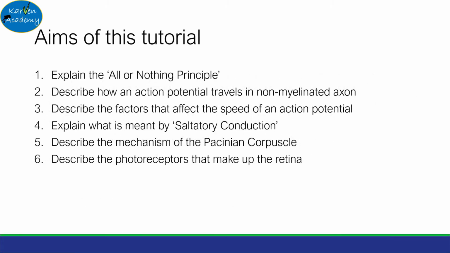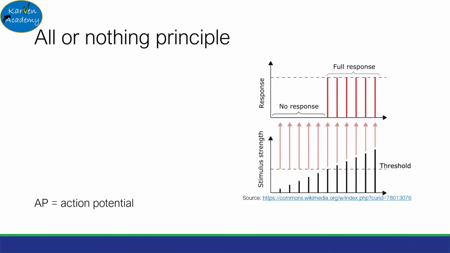We will explain the all-or-nothing principle, describe how an action potential travels in a non-myelinated axon, describe the factors that affect the speed of an action potential, explain what is meant by saltatory conduction, describe the mechanism of the Pacinian corpuscle, and describe the photoreceptors that make up the retina. Okay, let's start with the all-or-nothing principle.